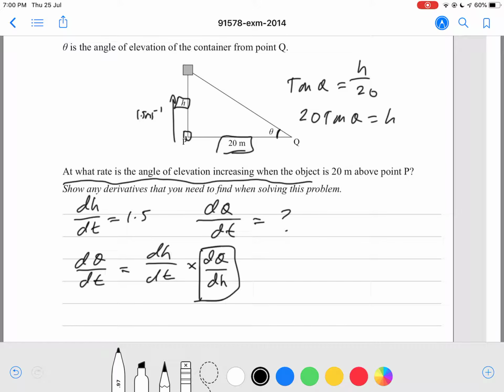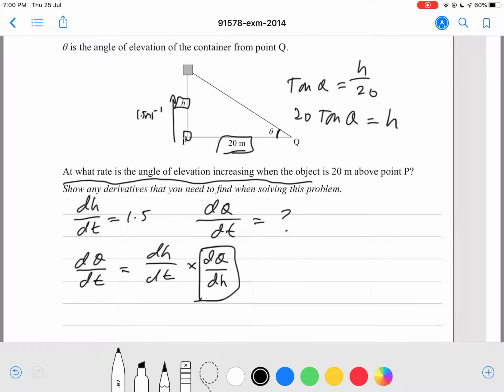Alright, so good news is now we have h in terms of theta. However, we need to find theta in terms of h. Okay, so therefore this is wrong. Sorry, actually, it does work. So 20 tan theta equals h.